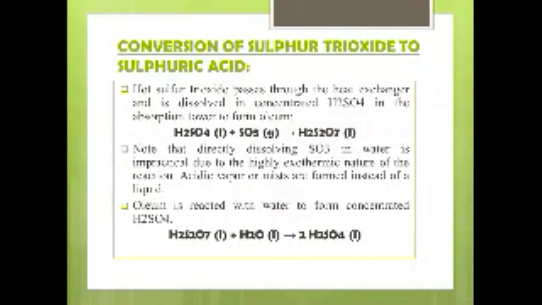So the fourth step is conversion of sulfur trioxide to sulfuric acid. Hot sulfur trioxide passes through the heat exchanger and is dissolved in concentrated H2SO4 in the absorption tower to form oleum, a mixture of sulfuric acid and sulfur trioxide. When the concentrated sulfuric acid reacts with sulfur trioxide, it forms oleum.